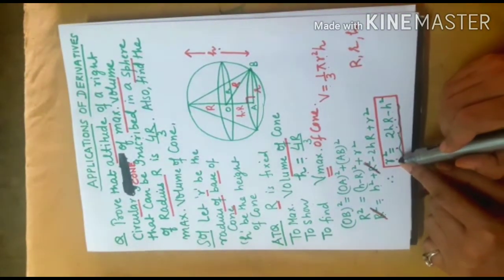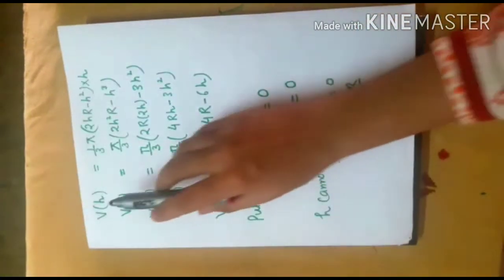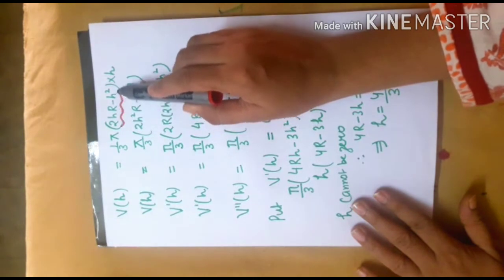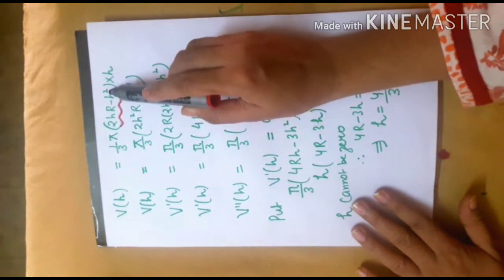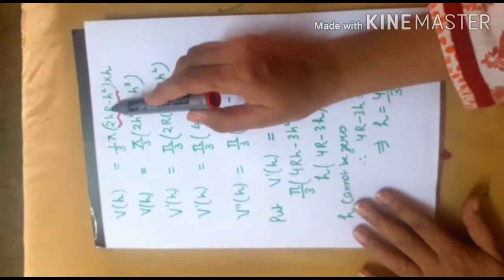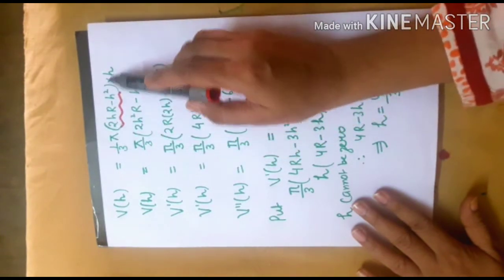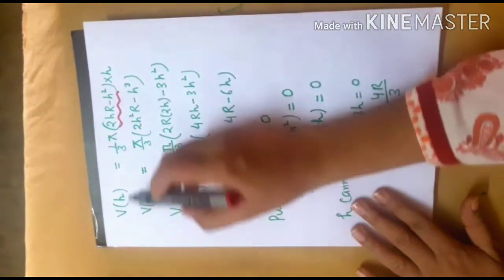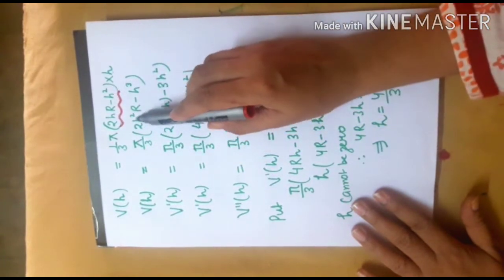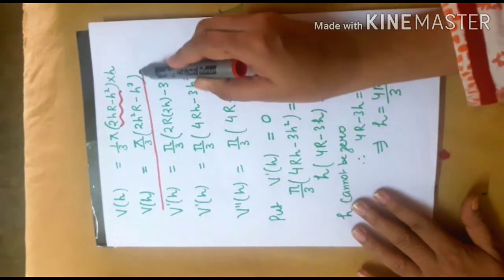Now I will put this value of r square in the volume. So I'll get volume of the cone as 1 by 3 pi, replace r square with 2hR minus h square, into h. Now you can see here capital R was the radius of the sphere, so it is fixed. So it is a function of h. So I'll write this as V of h. Now V of h will be equal to pi by 3, open this bracket, it is 2h square into capital R minus cube of h. Now I need to maximize this function.